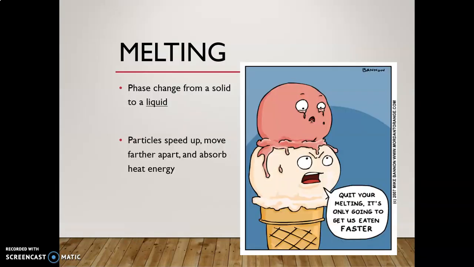Now, this is another example of melting ice cream. It is a change of state from solid to liquid. So when solid changes into a liquid, this is called melting, and we are adding heat so the particles will move faster and farther apart.